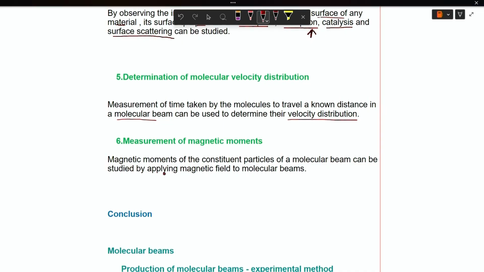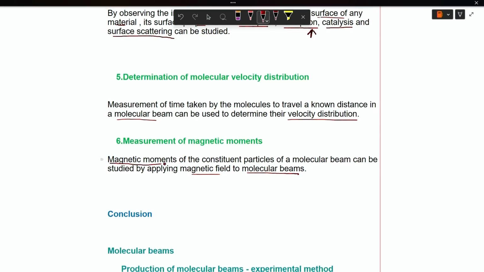The last one is the measurement of magnetic moments. Magnetic moments of the constituent particles, that is at the molecular level, can be studied by applying a magnetic field to molecular beams. You can find out whether the molecule is paramagnetic, diamagnetic, or ferromagnetic; all this information can be derived by measuring the magnetic moments. For that, you take the molecular beam of a particular substance and apply a magnetic field to it, and you can find its magnetic nature.